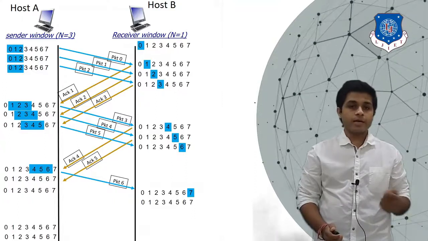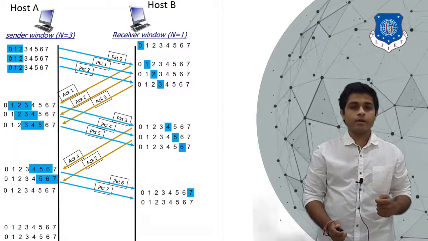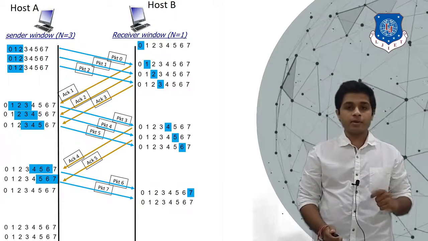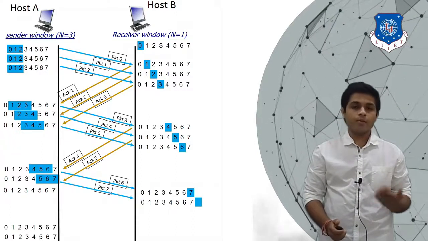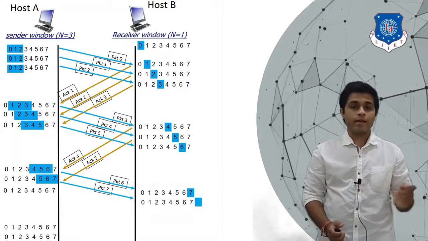As it receives the acknowledgement 5, the window will slide and A will send the next packet, which is packet 7. And as B receives packet 7, the window will slide. So right now B is not expecting any more packets. But A has not received all the acknowledgements.